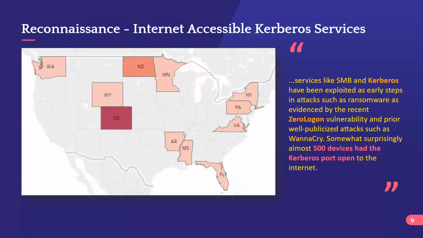So the next thing which we did, as you can probably tell from my voice, is that we were concerned about Kerberos, and we found almost 500 devices with the Kerberos port open and connected to the internet. And so we used the geolocation data, as we showed before, just to quickly see which states are more susceptible to this kind of exploitation.